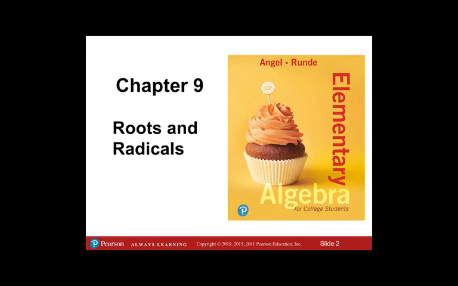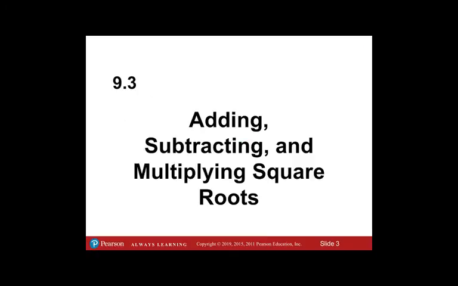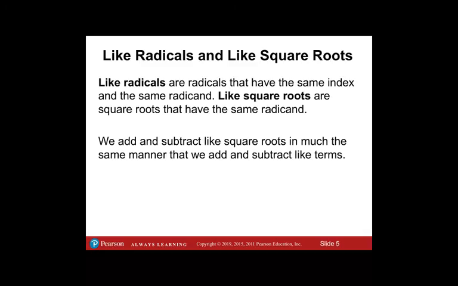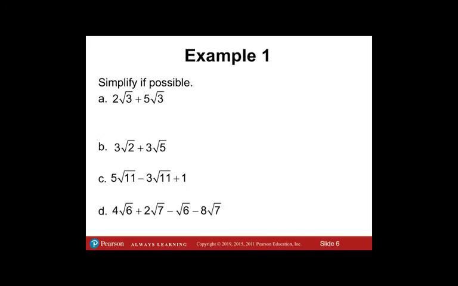So we're going to continue chapter 9, moving into section 9.3, adding, subtracting, and multiplying square roots. Some objectives here are to add and subtract square roots and to multiply square roots. So what do we mean by like radicals and like square roots? Like radicals are radicals that have the same index and the same radicand. Like square roots are square roots that have the same radicand. We add and subtract like square roots in much the same way that we add and subtract like terms. All right? So simplify if possible.